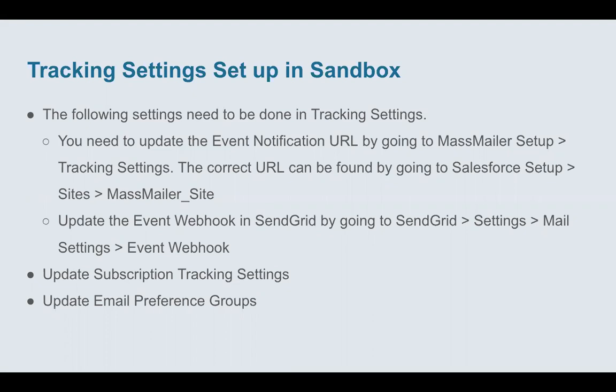If you are familiar with the way MassMailer works, we use SendGrid behind the scenes to send out emails. And at the same time, SendGrid would send us back the email event notifications, such as open, click, and everything, back to Salesforce. That is done via the event notification URL, which is unique for each Salesforce instance. So the production level event notification URL would be different from the Sandbox event notification URL.